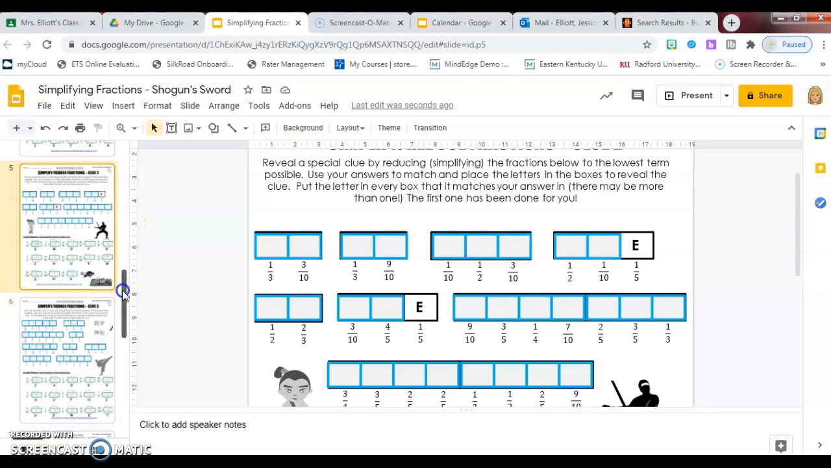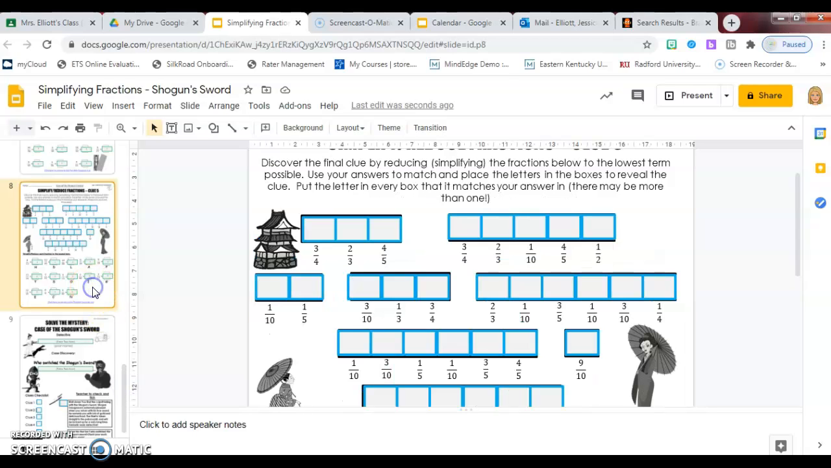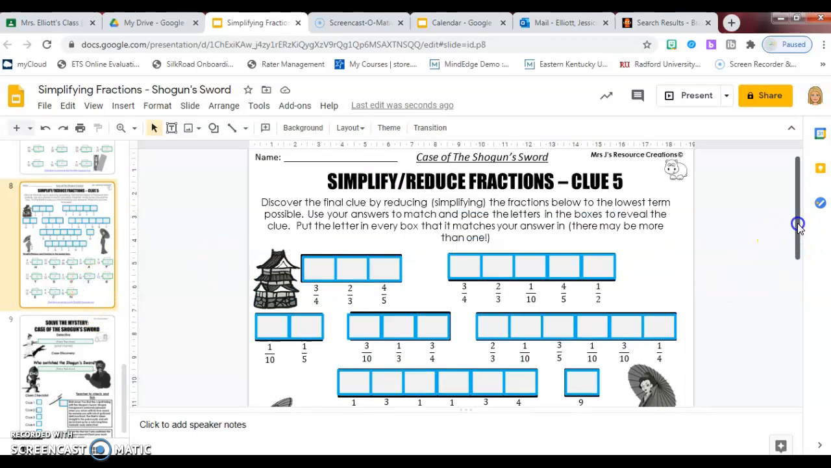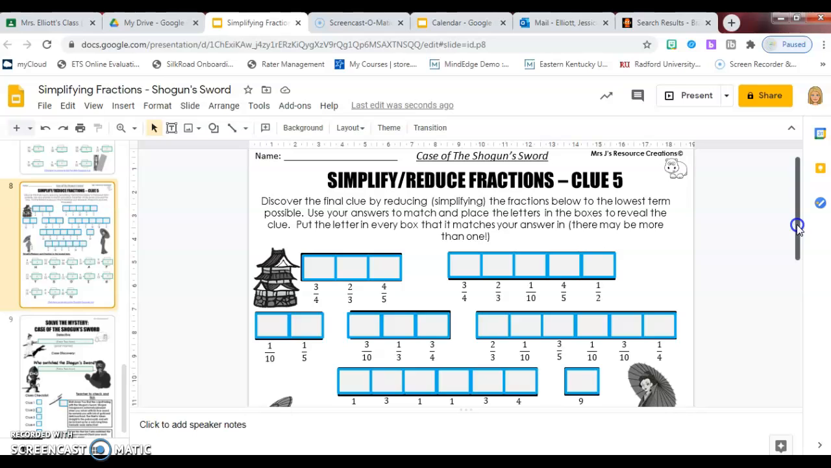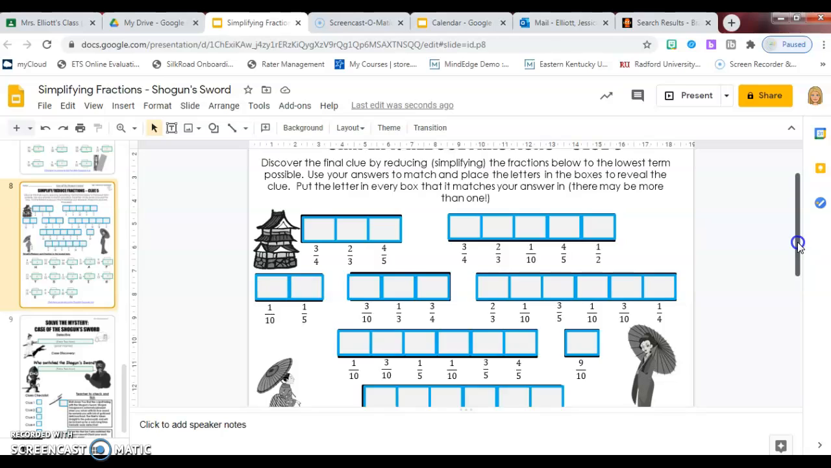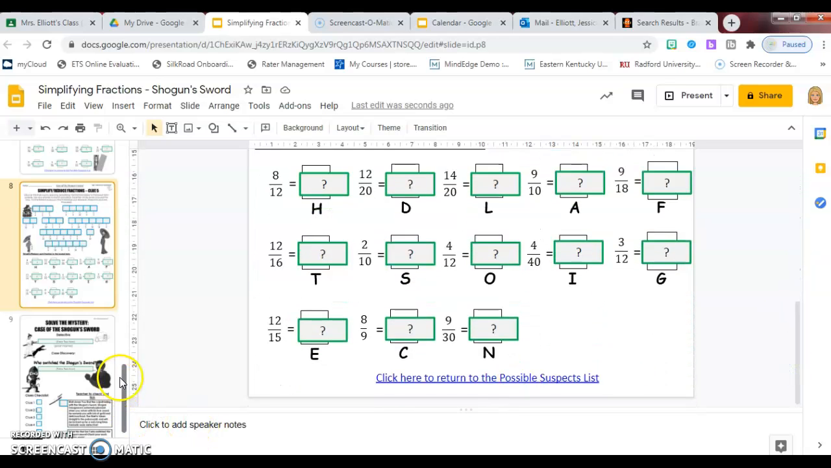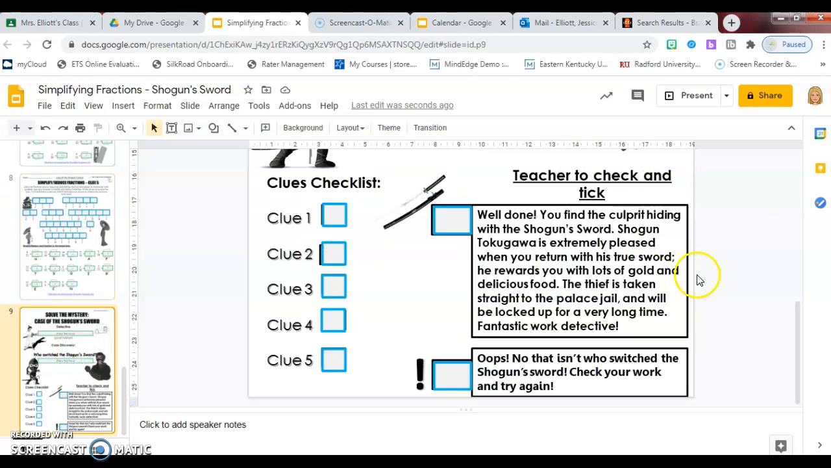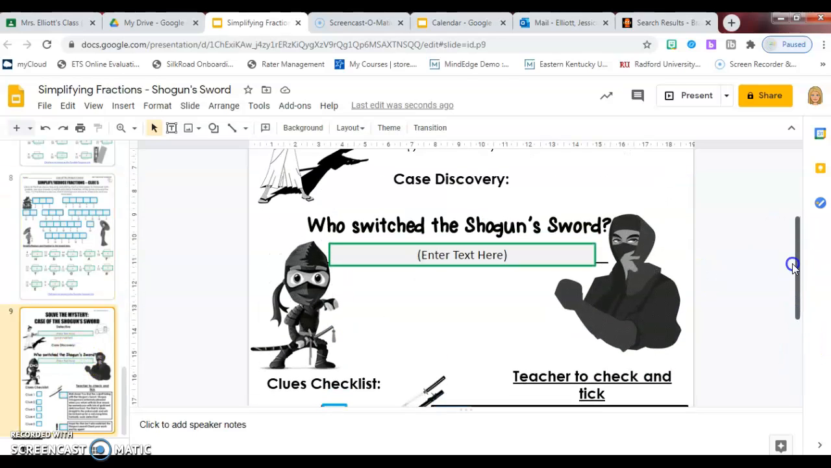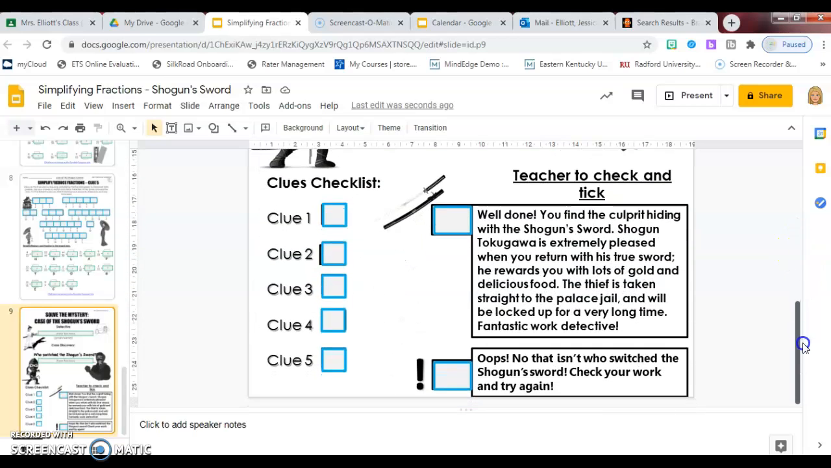All right? And then finally, when you get down here, and you have answered all 5 clues, you solved all 5 clues, and you've gone and eliminated all of them, there should be one person who's left there who you have not eliminated. That is when you're going to go fill out this paper, okay? You're going to put here who switched the Shogun sword. You're going to put the name of the suspect there, and then that will be when you turn it in, okay?